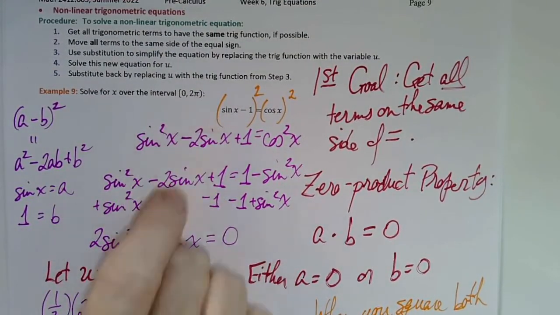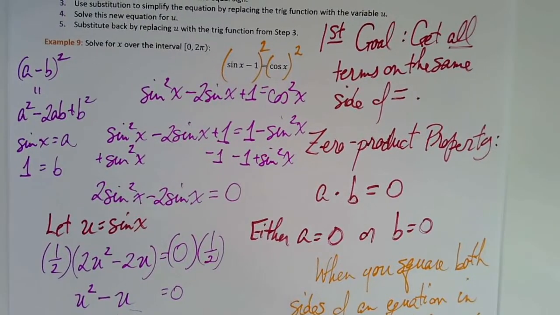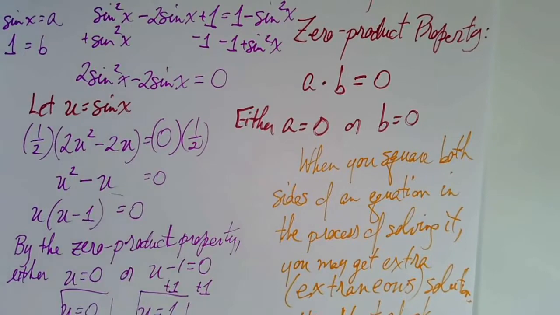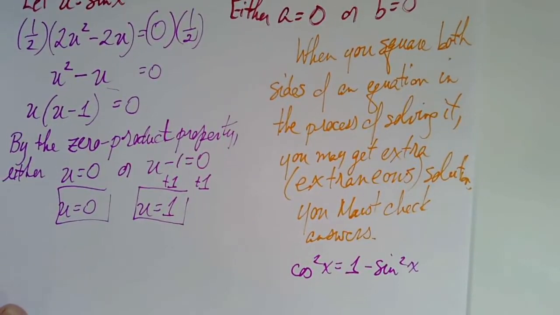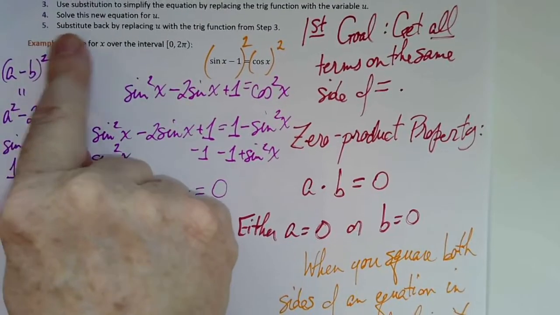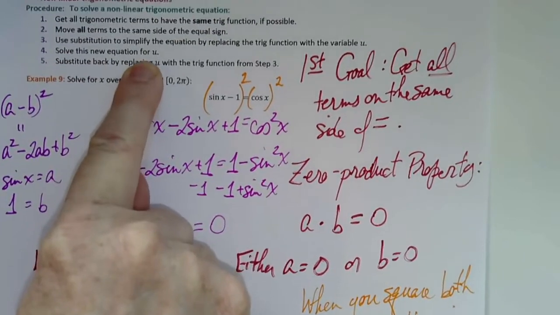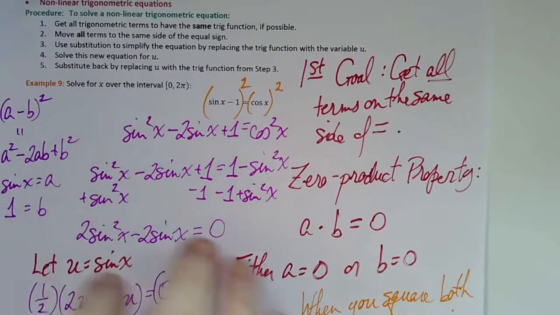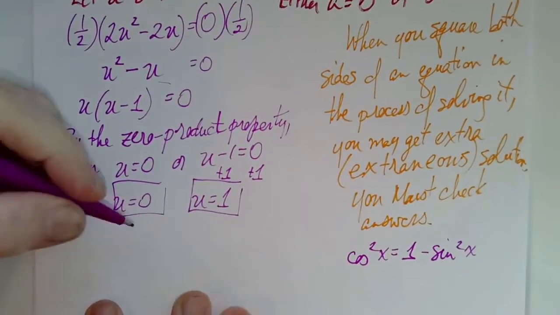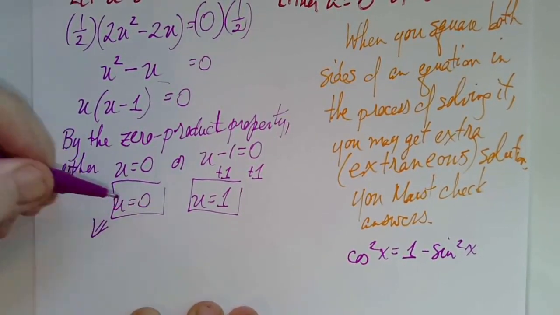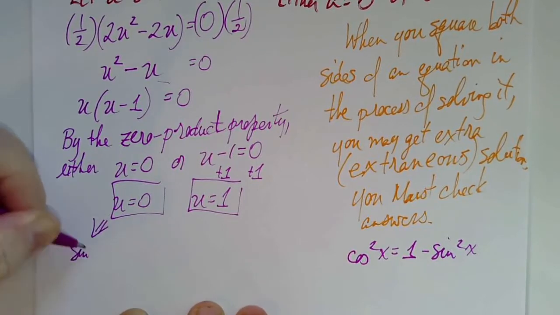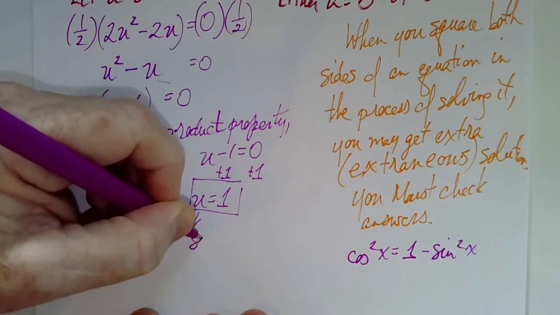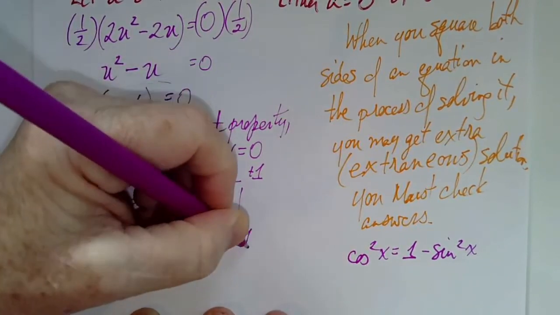And I'm only looking at 0 to 2 pi. Now, did I want u? No, I want sine x. So now that we have our solutions for u, let's see, what step was that? So we solved the new equation for u. Now we're going to replace u with the sine of x. So u equals 0 becomes sine x equals 0. u equals 1 becomes sine x equals 1.